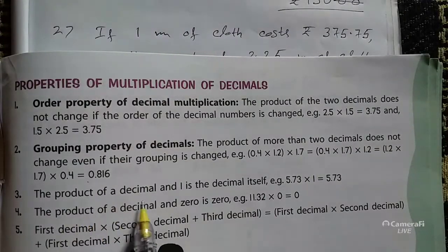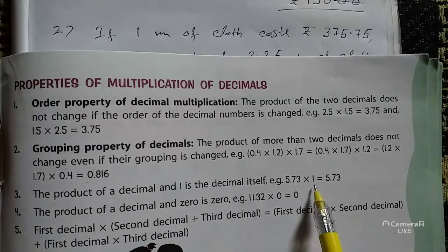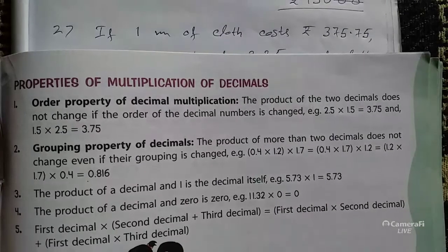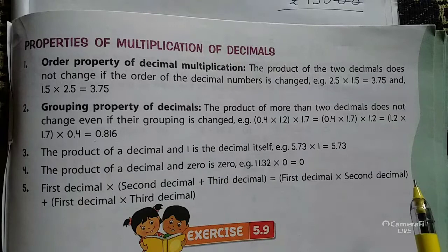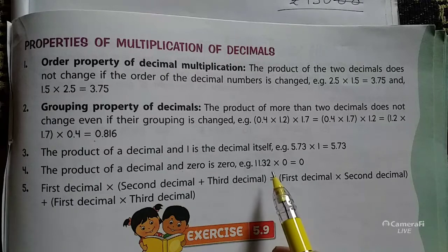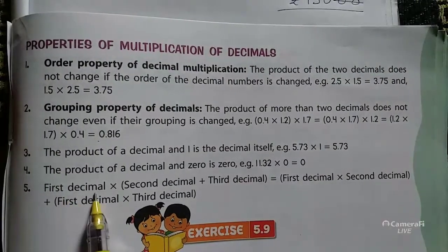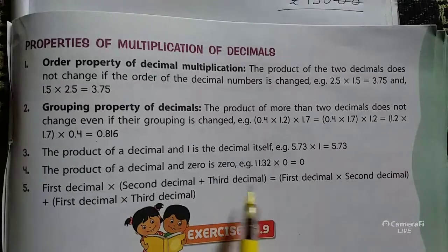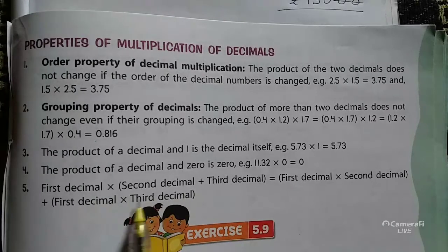Number 3: the product of a decimal and 1 is the decimal itself. Example: 5.73 multiplied by 1, the result will be 5.73, the same number. Number 4 property: the product of a decimal number and 0 is 0. We know that any number multiplied by 0 gives 0, so for decimal numbers also it is the same. And the last property is called the distributive property. First decimal into second decimal plus third decimal equals first multiply second plus first multiply third.